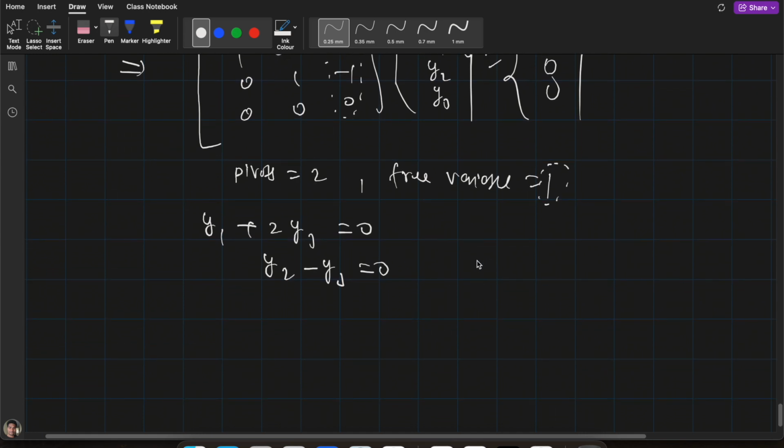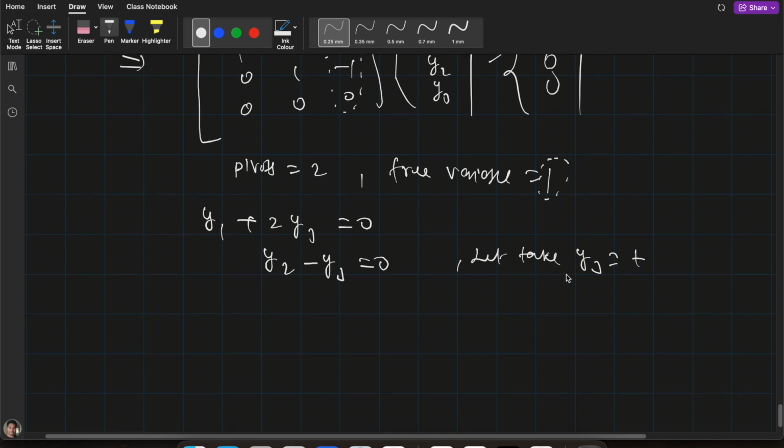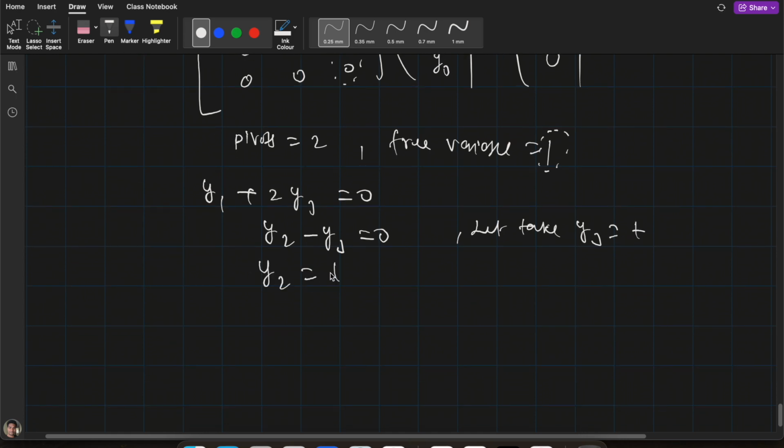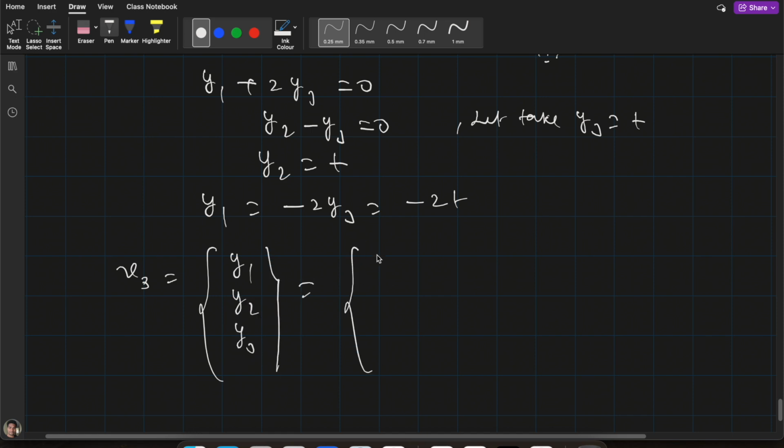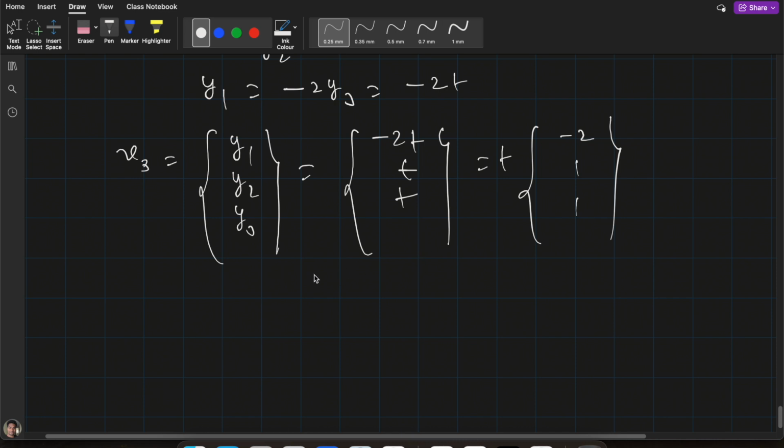So let's take y3 equal to t. So what will you get? y2 equal to t. And y1 is nothing but minus 2y3, and that is minus 2t. So just arrange it. You can take it as v3. So y1, y2, y3 is minus 2t, t, t. Just take t as common: t times minus 2, 1, 1. So this is the corresponding eigenspace.